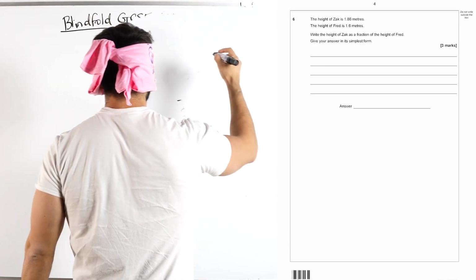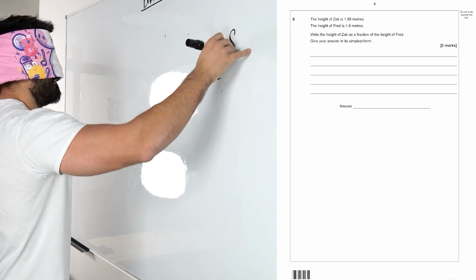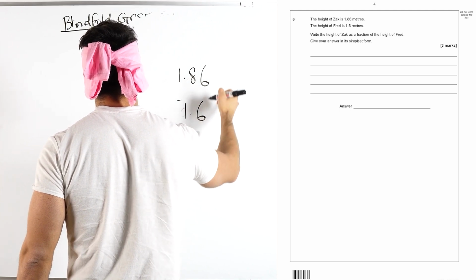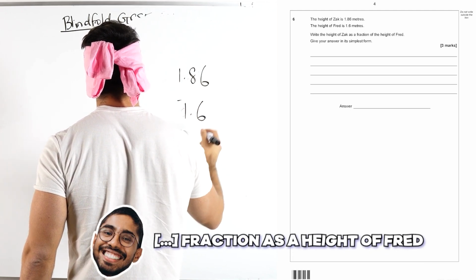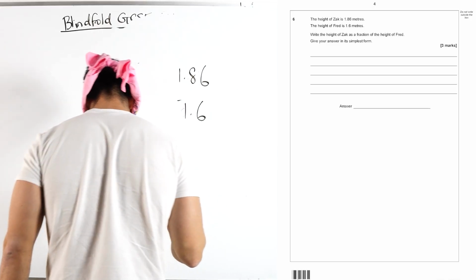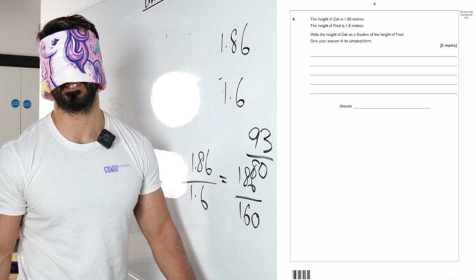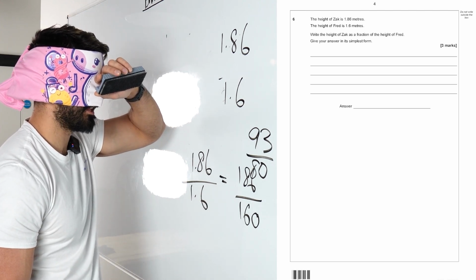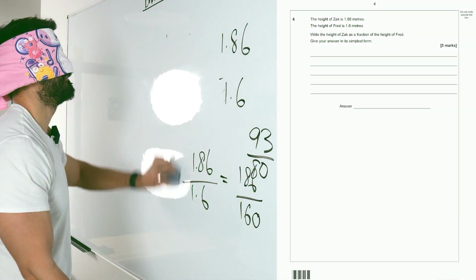The height of Zach is 1.86 meters. The height of Fred is 1.6 meters. Write the height of Zach as a fraction of the height of Fred. Give your answer in the simplest form. 1.86 over 1.6, right? It is 93 over 80, and that doesn't simplify. 93 over 80. Okay, let's go.